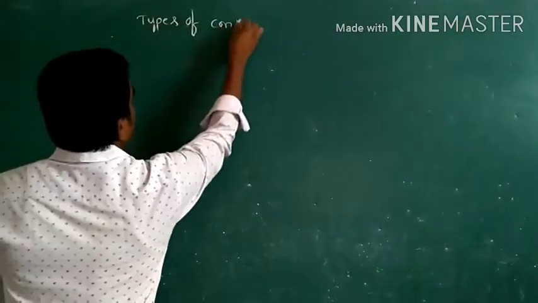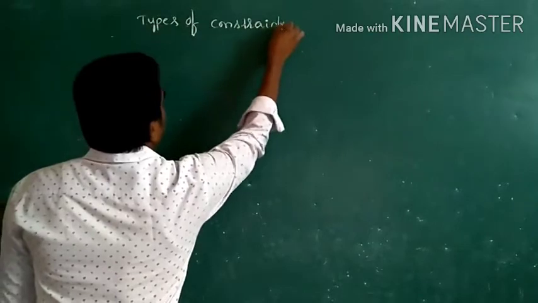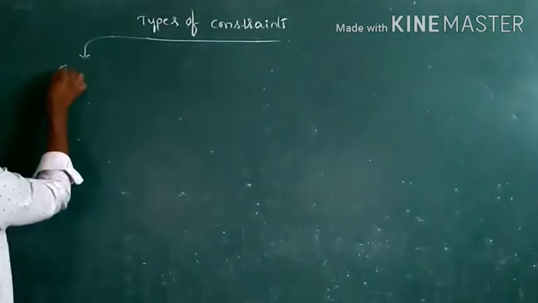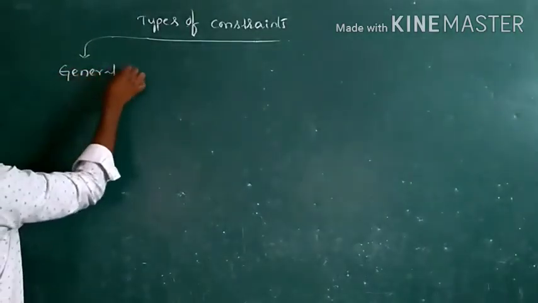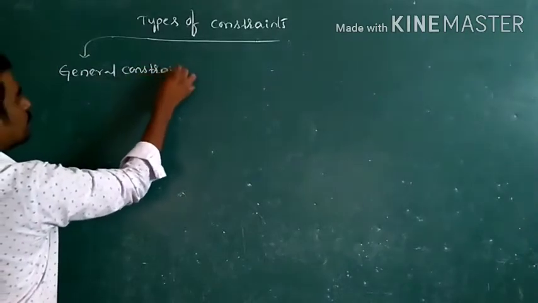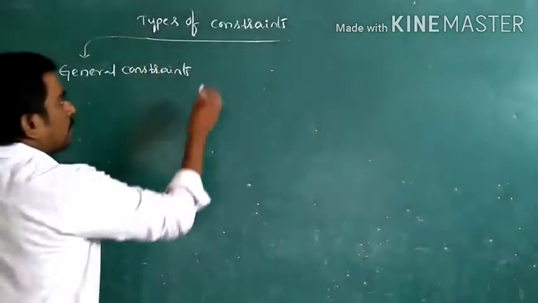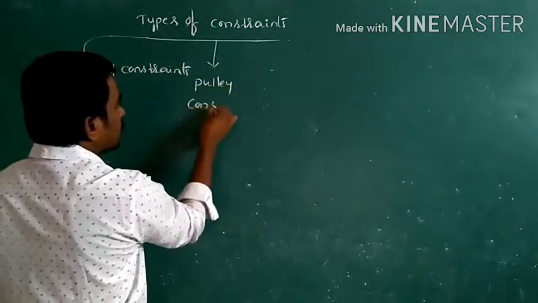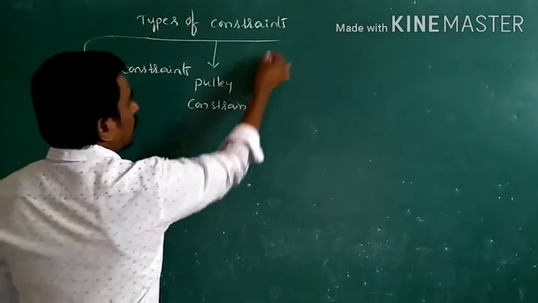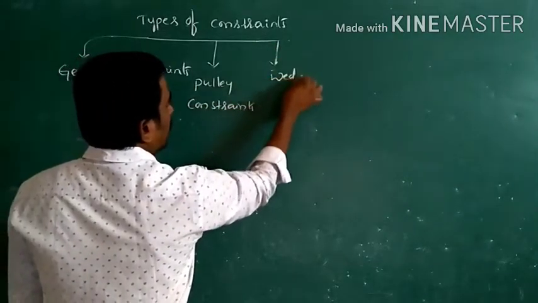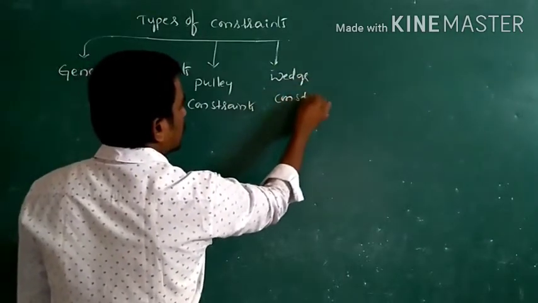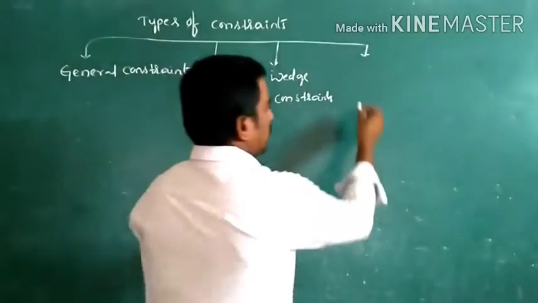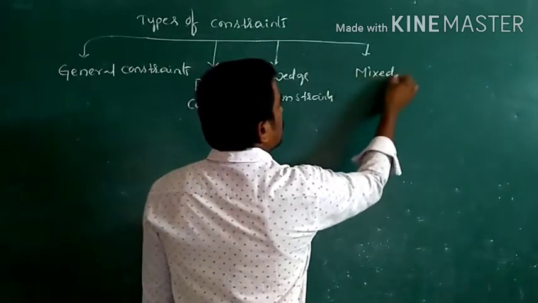Types of constraints. Okay, the types of constraints are classified into four types. General constraints. Next one is pulley constraints. Next one is wedge constraints, and fourth one is mixed constraints.